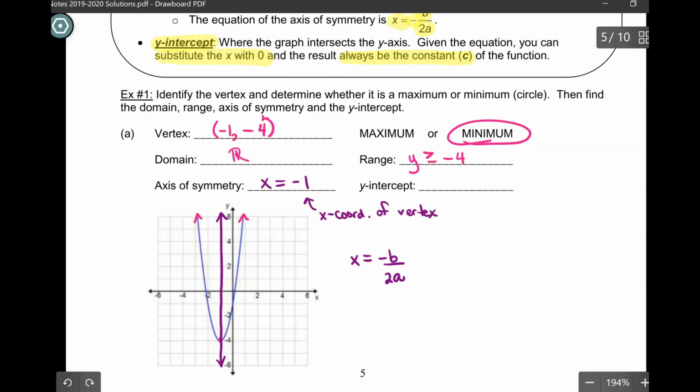And lastly, we want to find the y-intercept. So we look at where the y-axis is, and we want to look for where the graph crosses it. Where do they overlap? Right there. And that point right here is the point (0, -1).